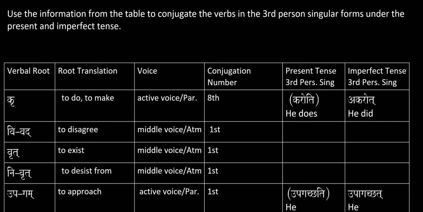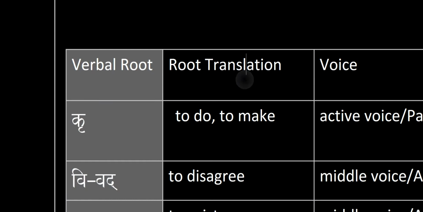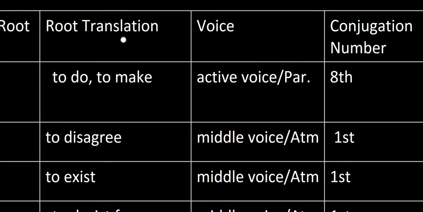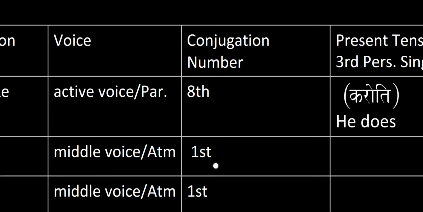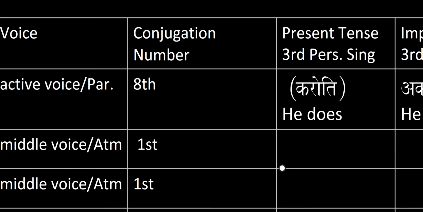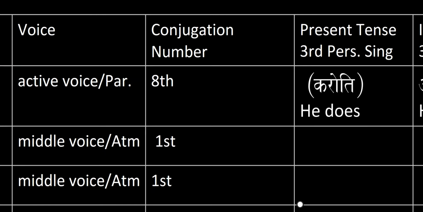So you have a table here, and I will describe each of the columns to you. The first column has the verbal root. The second column has the translation of that root. The third column is going to give you the voice, so whether this is active or middle voice, or in other words, Atmanepada or Parasmaipada. Then the conjugation number, whether this is the first conjugation, the sixth, the tenth, the fourth conjugation, the eighth, it will tell you what conjugation to put it in.